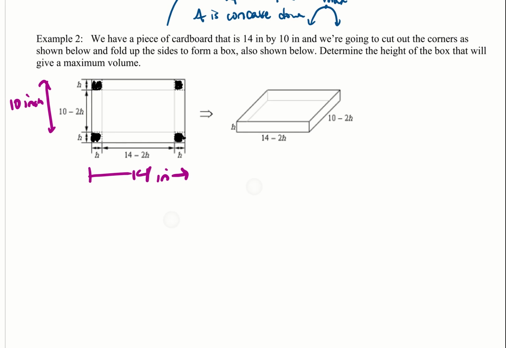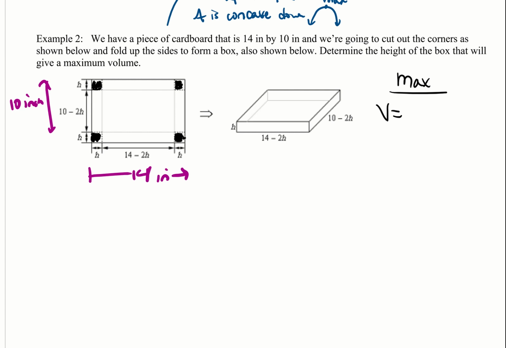We want to determine the height of the box that will give a maximum volume. Okay, so the item that I'm trying to maximize is the volume. So I want to find the max volume. And the way you find the volume of a prism, which is what this box is, is length times width times height. They gave us a little hint here, that we could call the height, which is where we're going to be folding up, h. And that h is being removed on both sides as we cut out these squares in the corners.